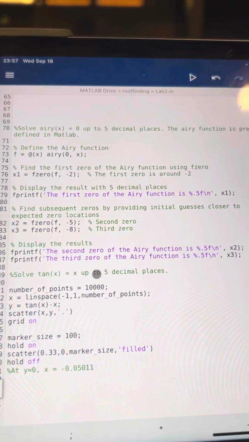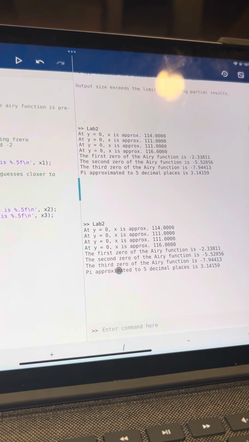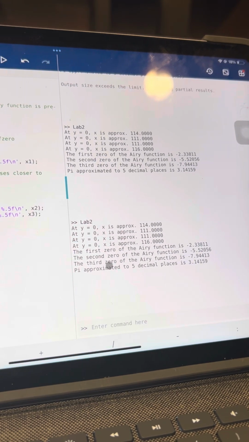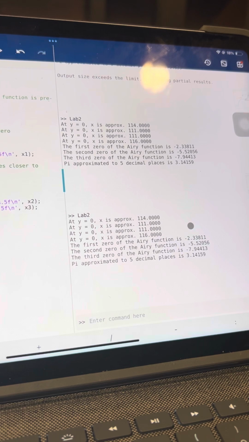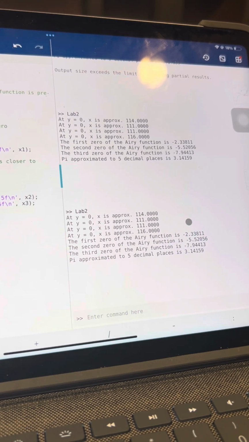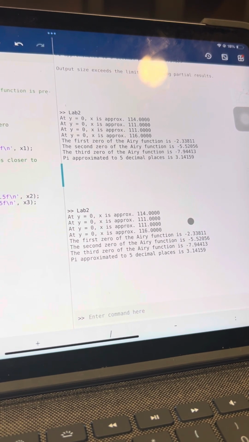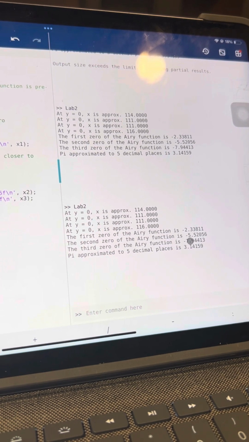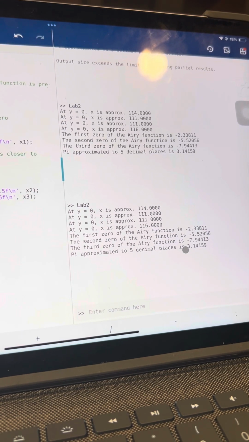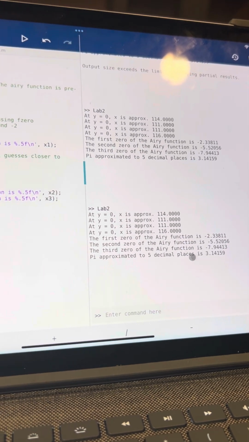And when I did that, the results were, if you notice over here, the first, second, and third zero using the array function, it was at about -2.33811. The second one was at -5.52056, and then the third one was at -7.94413.